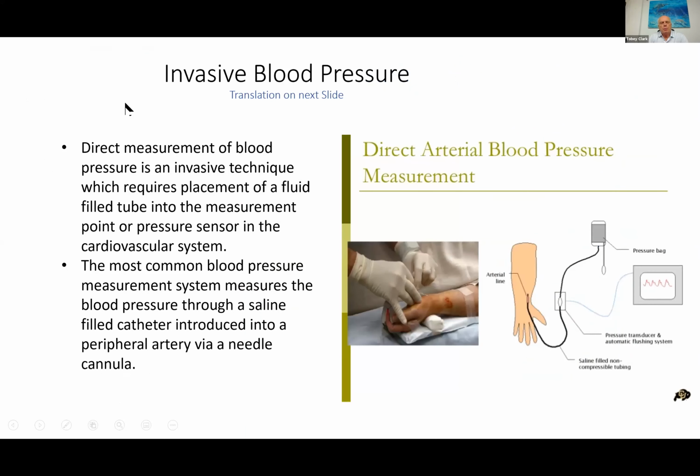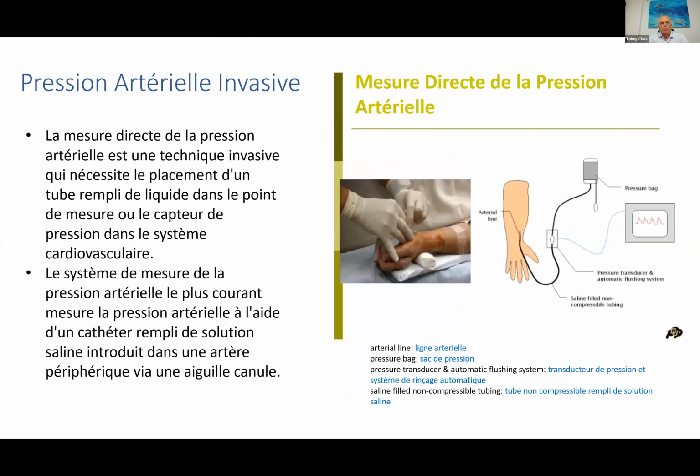Now, the other type of blood pressure measurement is an invasive measurement. So this invasive measurement directly measures the blood pressure by making a liquid connection with the inside of the blood vessel using a saline and heparin filled catheter system, which goes to a pressure transducer.